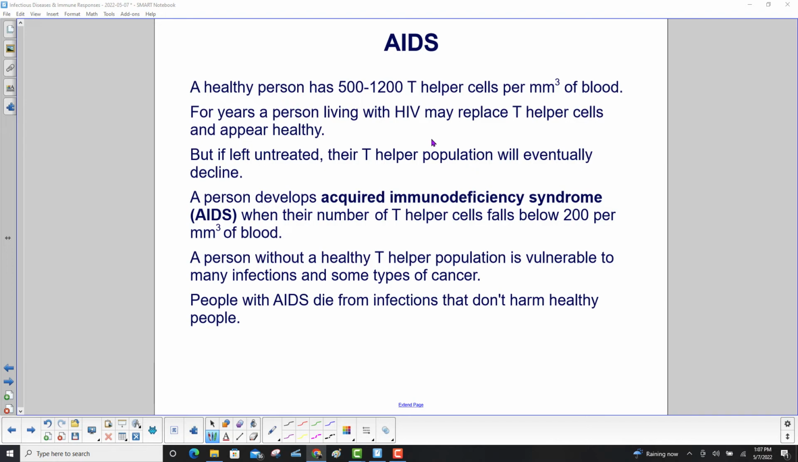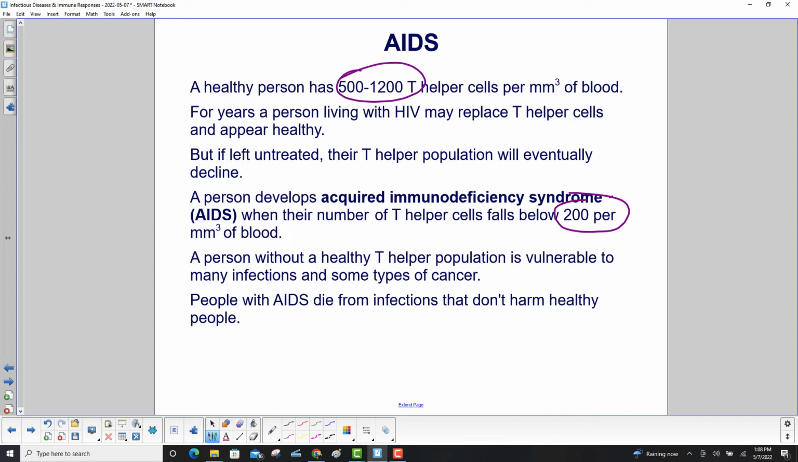A healthy person has 500 to 1200 T helper cells per cubic millimeter of blood. For years, a person living with HIV may replace the T helper cells and appear healthy. But if left untreated, their T helper population will eventually decline. A person develops acquired immunodeficiency syndrome, or AIDS, when the number of T helper cells falls below 200 per cubic millimeter of blood. So here's what they should normally have, and here's the danger point for AIDS.